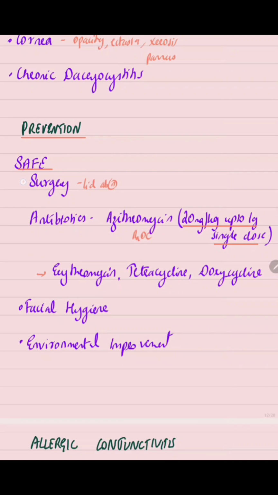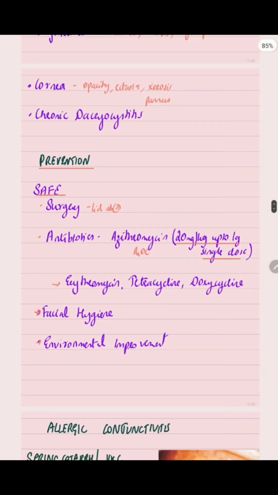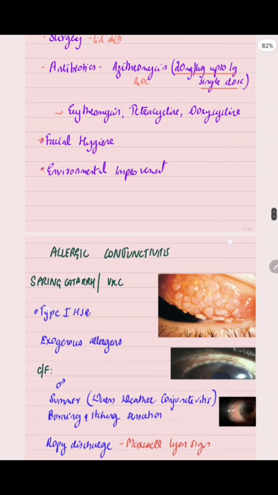So SAFE: S for surgery, A for antibiotics, F for facial hygiene, and E for environmental improvement. That is trachoma. Next, coming to allergic conjunctivitis.